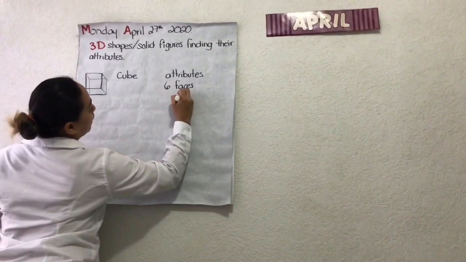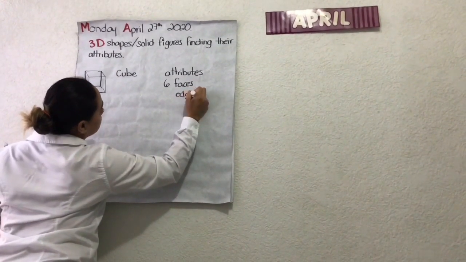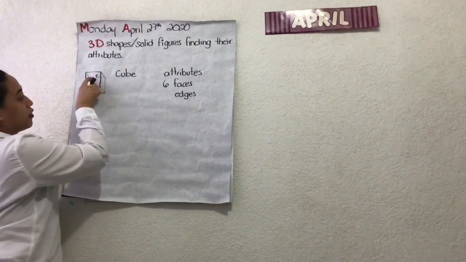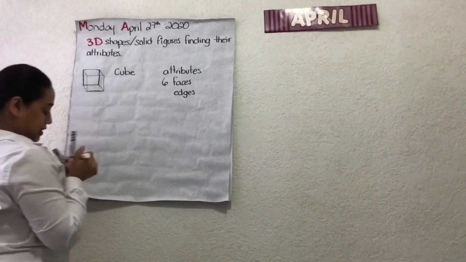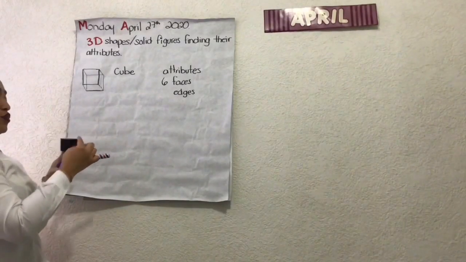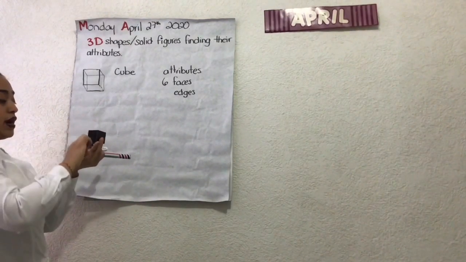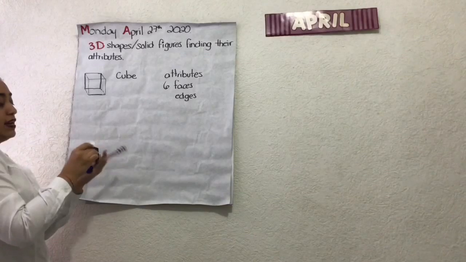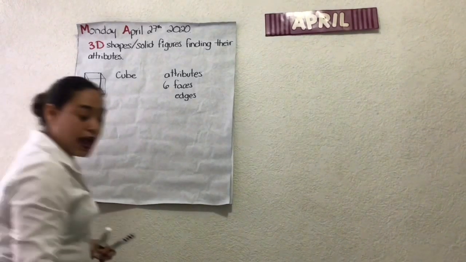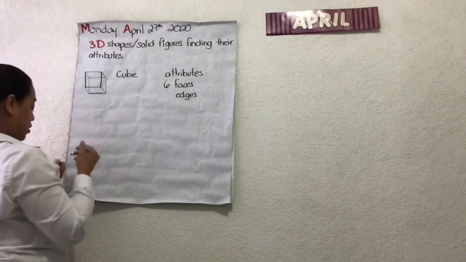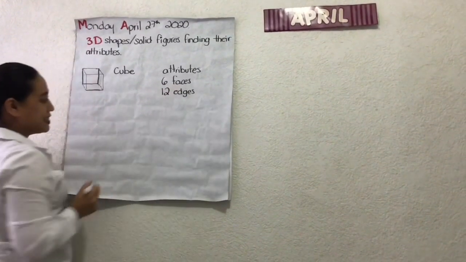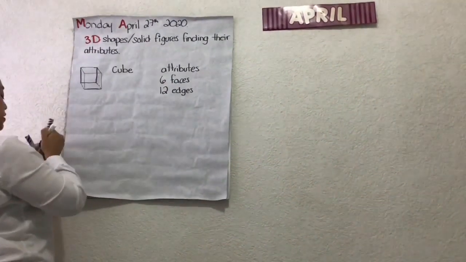So okay, we're going to write edges. And remember, edges are when one surface begins and the other one ends. So if we find it here in a cube, we have 1, 2, 3, 4, 5, 6, 7, 8, 9, 10, 11, 12. A full cube has 12, okay? So it has 12 edges. And how many vertices, okay?